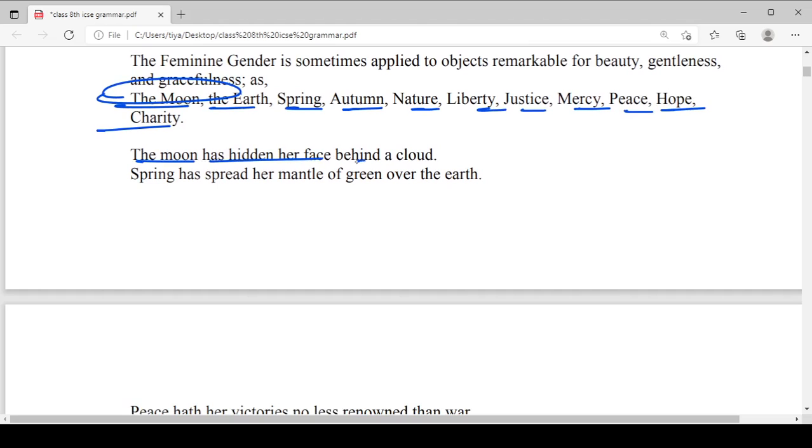The moon has hidden her face behind a cloud. Here the moon is considered as the feminine gender. Spring has spread her mantle of green over the earth. Here spring is considered as the feminine gender.